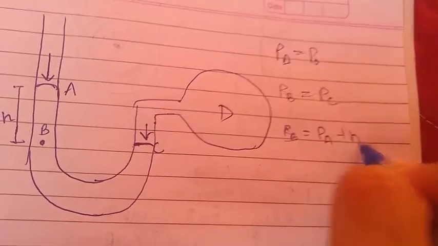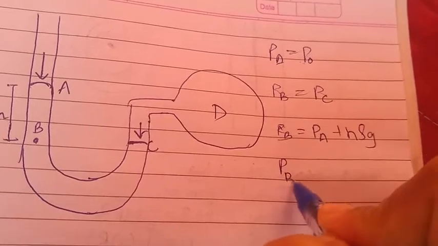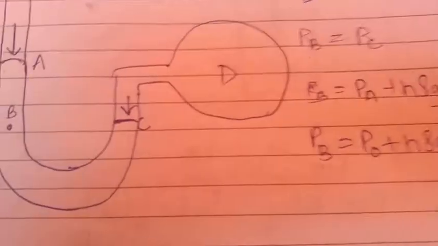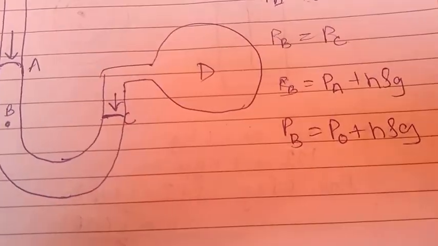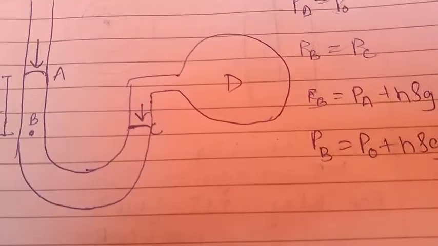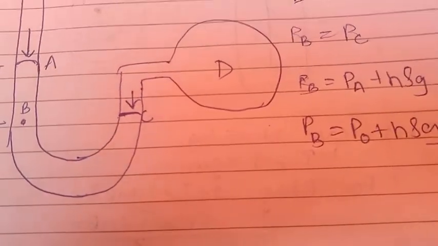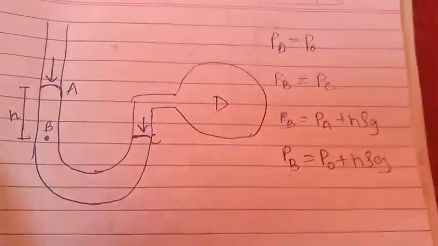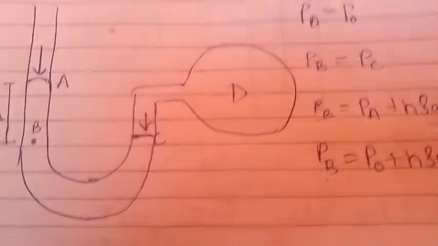From the previous relations you can write PB is equal to PA plus H rho G. Now PA was the atmospheric pressure, so PB is equal to atmospheric pressure plus H rho G, where rho is the density of the liquid used in the open tube manometer. We can use this formula to find the pressure of the given container D, because the pressure at point B will be equal to the pressure at point C as they are on the same level.